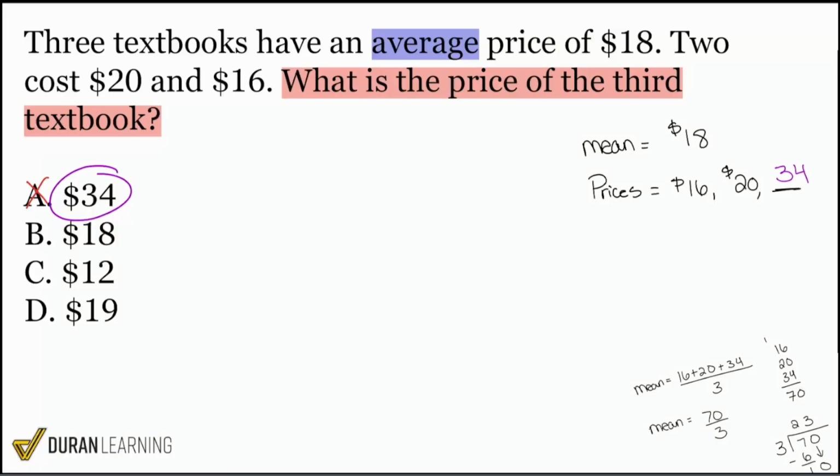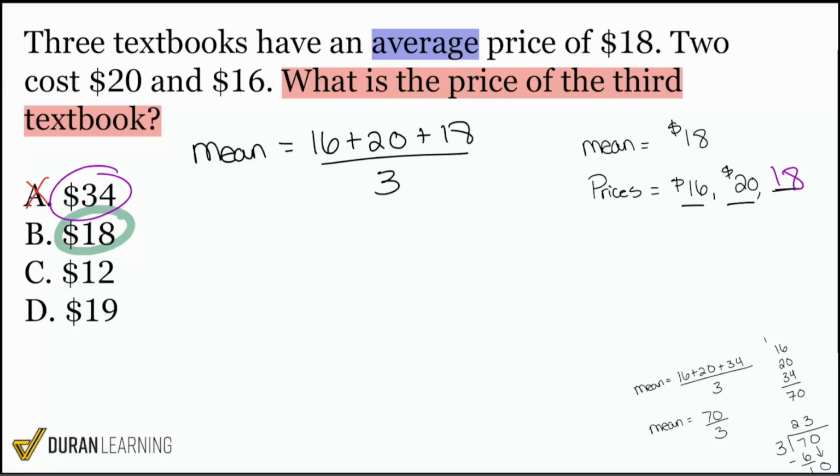Now let's go ahead and plug in 18 and see what we get then. Let me try that out. So I'm going to circle that 18. Let's try to calculate the mean again. So the mean is going to be 16 plus 20, and this time we're trying not 34, but 18. Let's give it a shot. So 16 plus 20 plus 18 over 3.